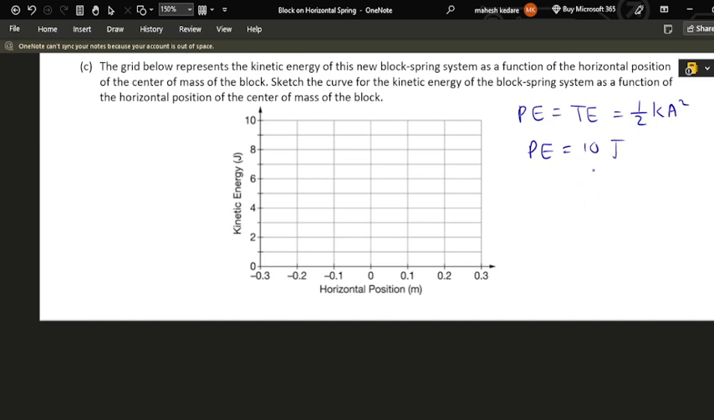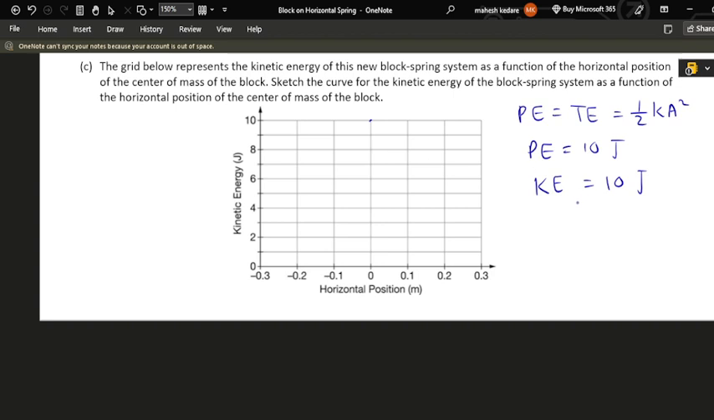And this maximum potential energy converts to kinetic energy completely when the mass passes through the equilibrium position. So maximum kinetic energy is also 10 joule. So the top of the graph of kinetic energy will be at this point, corresponding to 10 joule of kinetic energy. This will be the top.